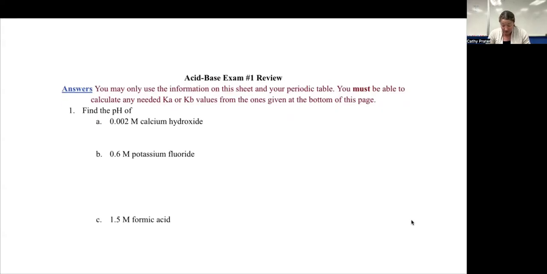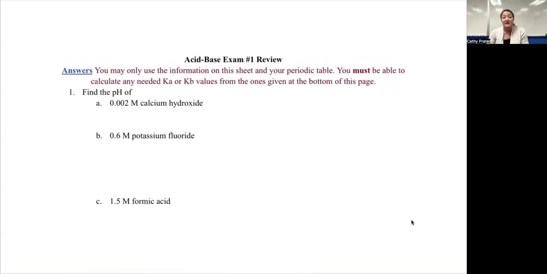Okay. For number one, our approach to each of these problems relies on us being able to identify what we're dealing with in each case. So in the first case, calcium hydroxide is a strong base. Second case, potassium fluoride, we have a salt, so I'm going to be looking for hydrolysis. And the third case, formic acid, which is HCOOH, or on your chart, it's probably HCHO2 or something like that. That's going to be a weak acid approach.